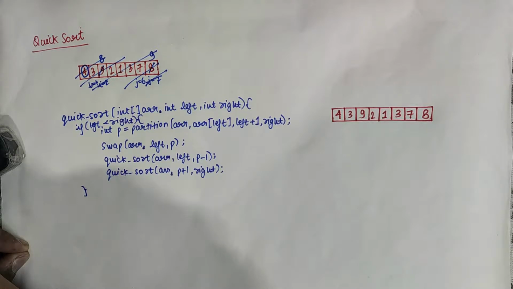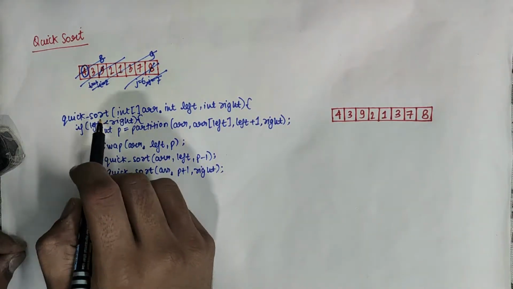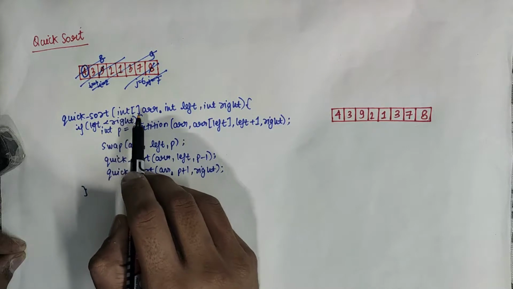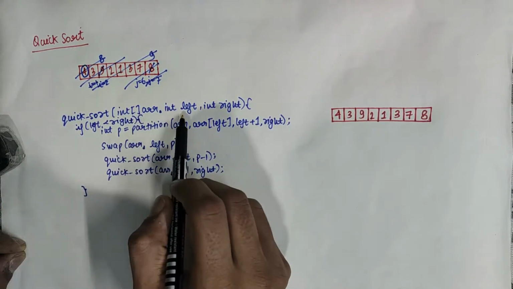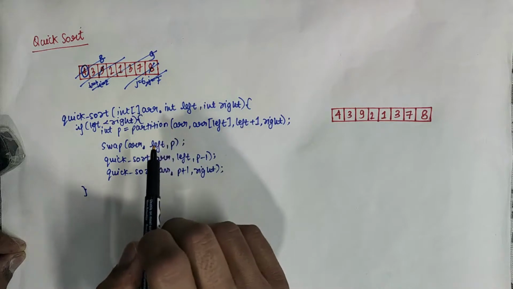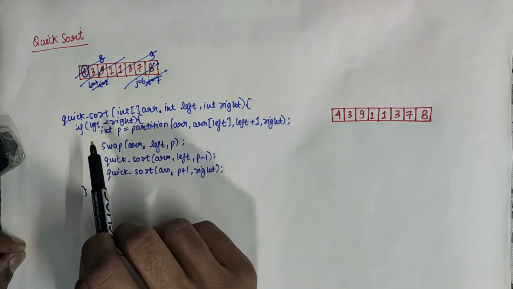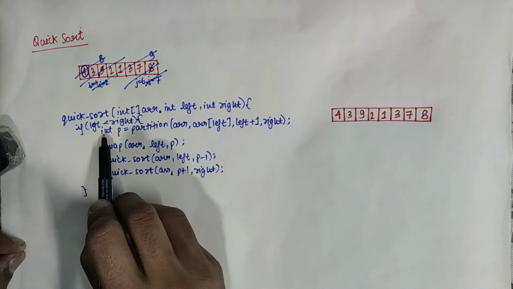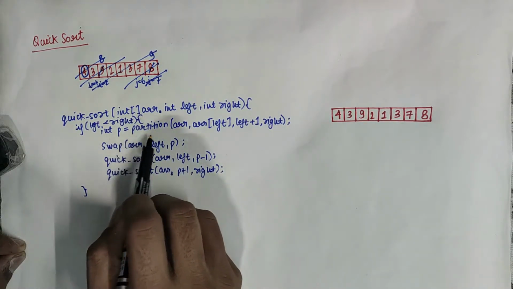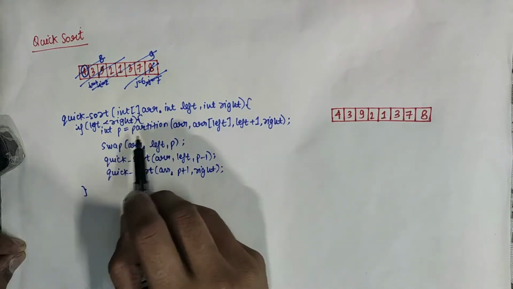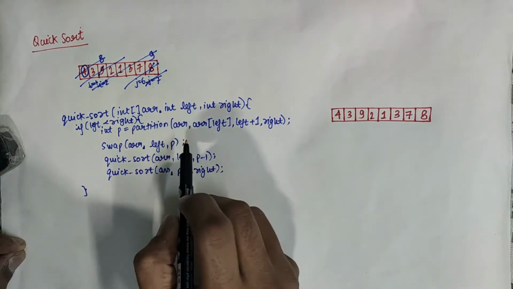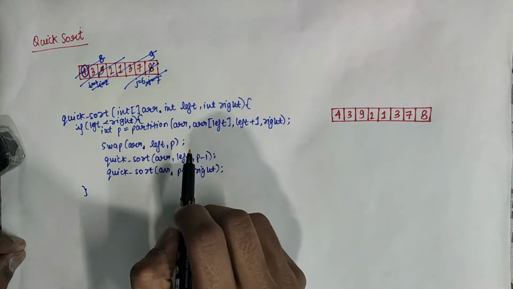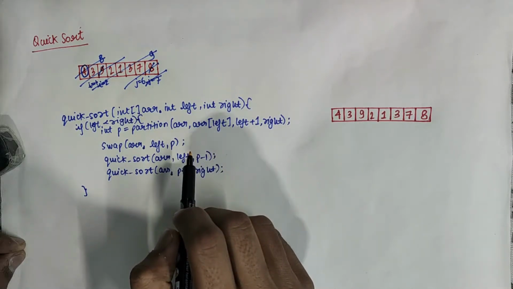Quicksort takes three parameters: first the array, then the left and the right index. The base case is left greater than or equal to right, in which case it does nothing and directly returns. But if left is less than right, then it first finds an integer p using the partition function, which takes the array, the leftmost element of the array, and these two indexes, left plus 1 and right. Let me show you what partition does.